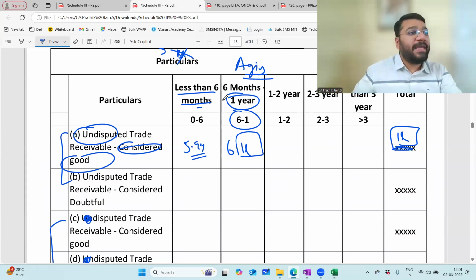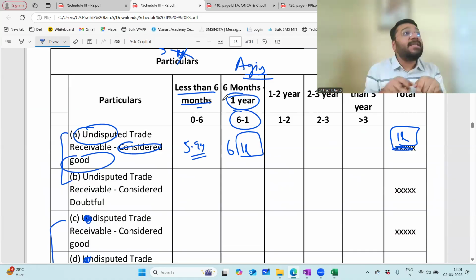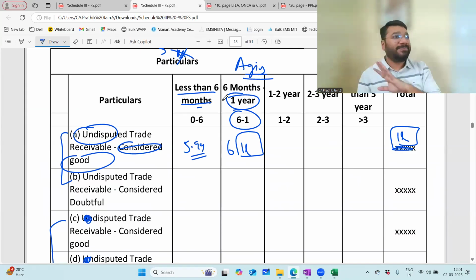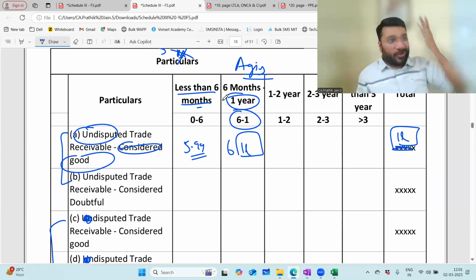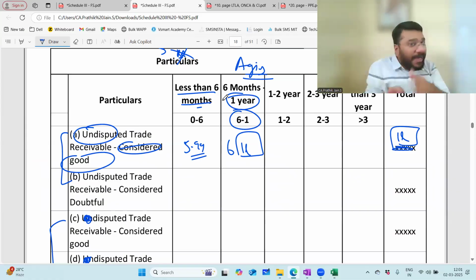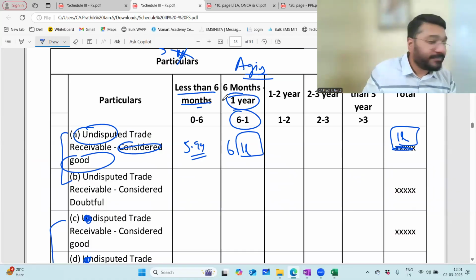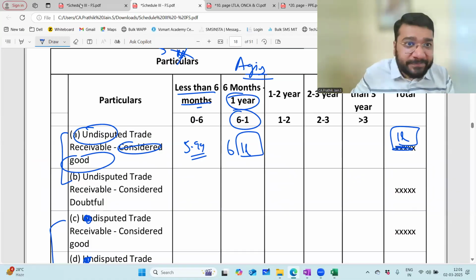If the due date is not yet reached, then you will not put it under aging. Without aging, you will show the receivables. Guys, this aging is only for those receivables where the due date is crossed, and you have to tell how many days are crossed. There could be certain receivables where the due date has not even come. That you will show separately. You will not put under aging. Am I loud and clear? Online people, am I loud and clear?